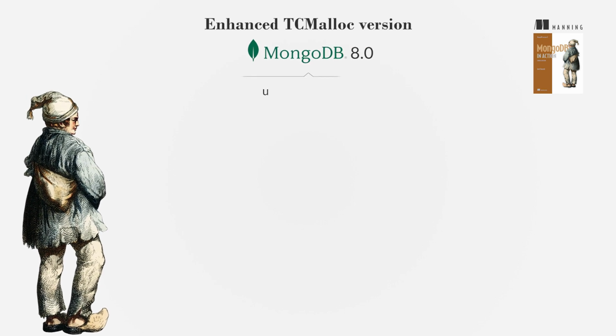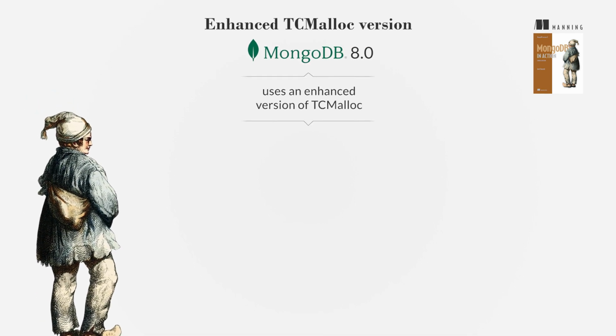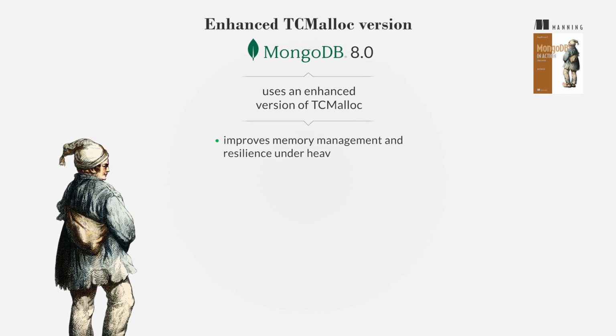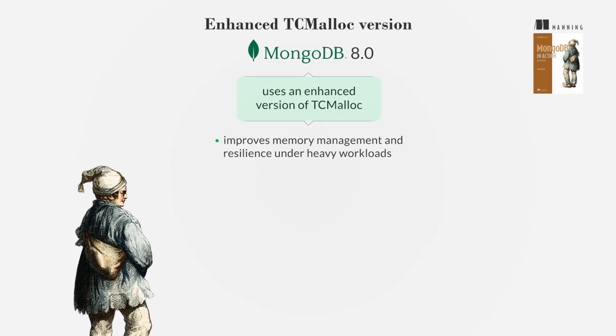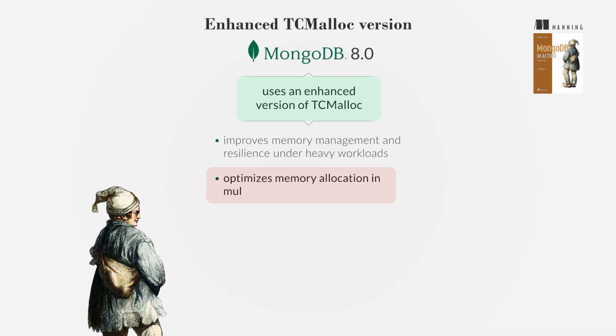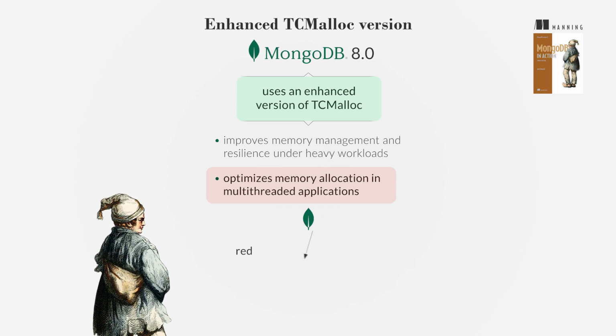MongoDB 8.0 uses an enhanced version of TCMalloc, improving memory management and resilience under heavy workloads. This enhanced TCMalloc optimizes memory allocation in multi-threaded applications, reducing fragmentation and boosting overall performance.